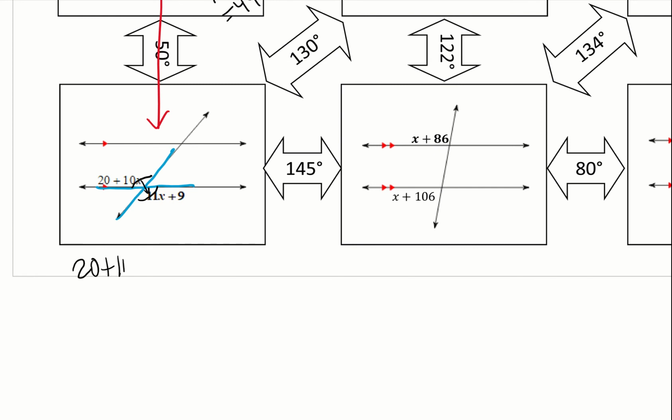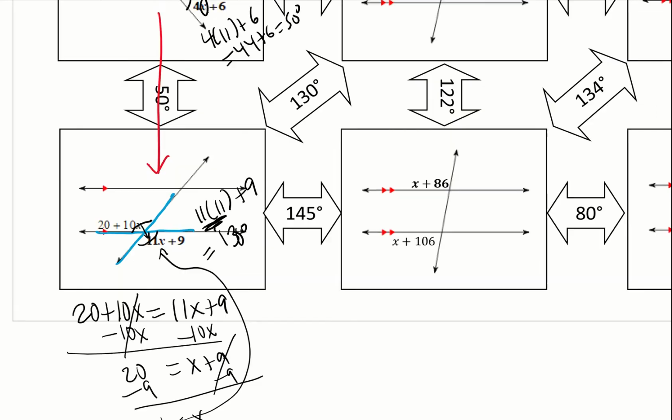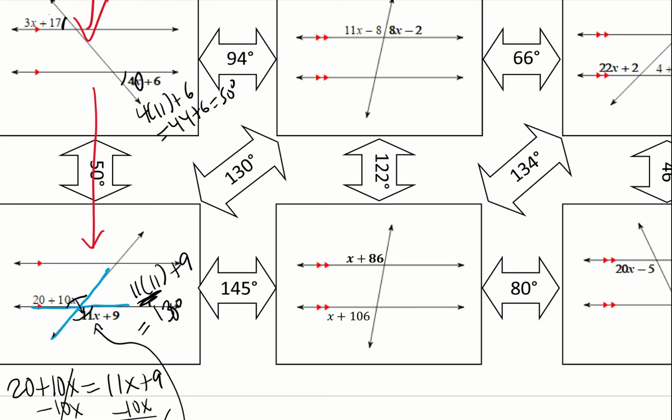So we got 20 plus 10x is equal to 11x plus 9. Go ahead and solve that. Let's move the x's to the right-hand side by getting rid of this one. This will be 1x plus 9 equals 20. And so x is equal to 11 because 20 minus 9 is 11. So then we'll go ahead and plug that into the bold angle here. 11 times 11 plus 9. This is going to be 121 plus 9, which should be 130 degrees. All right, so we're traveling diagonally.